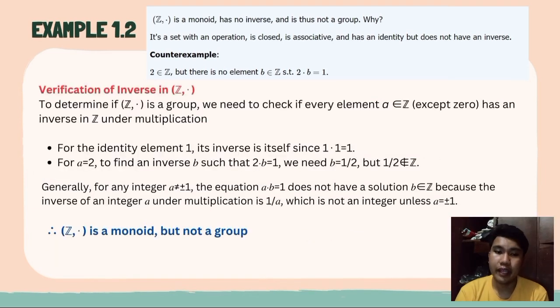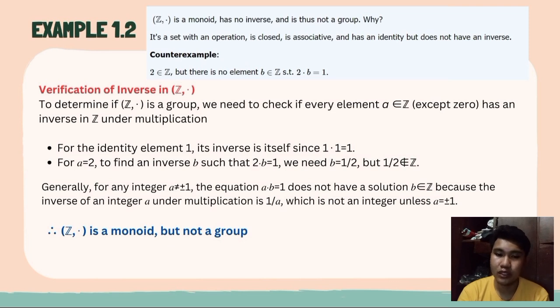So let's verify the inverse of the set of integers with multiplication. To determine if the set of integers with multiplication is a group, we need to check if every element A in the integers except 0 has an inverse in the integers under multiplication. For the identity element 1, its inverse is itself, since 1 times 1 is equal to 1.